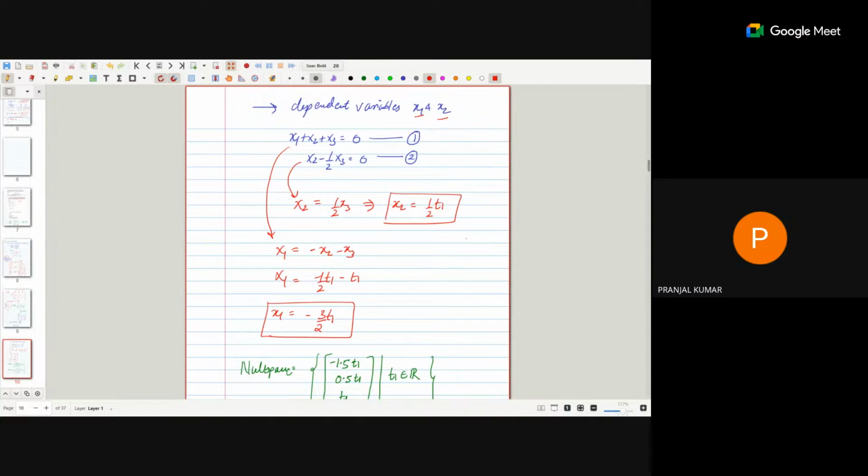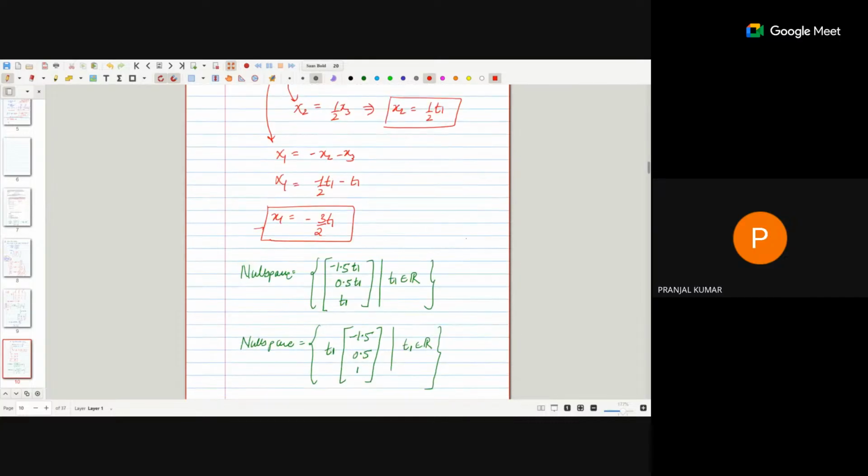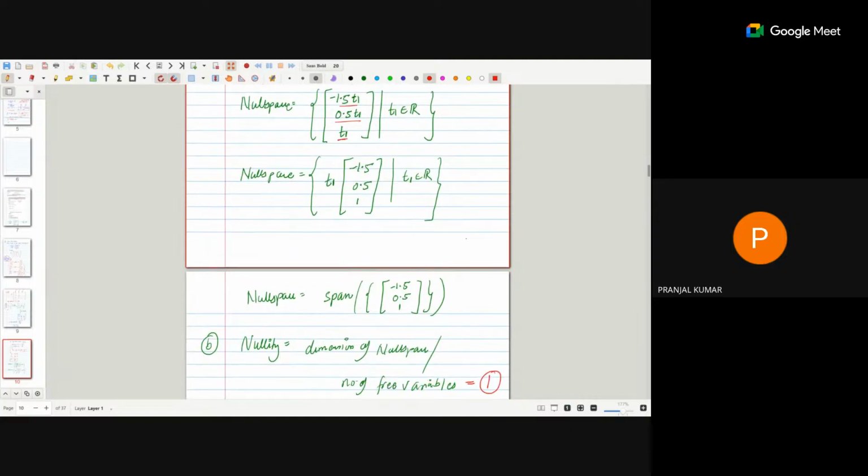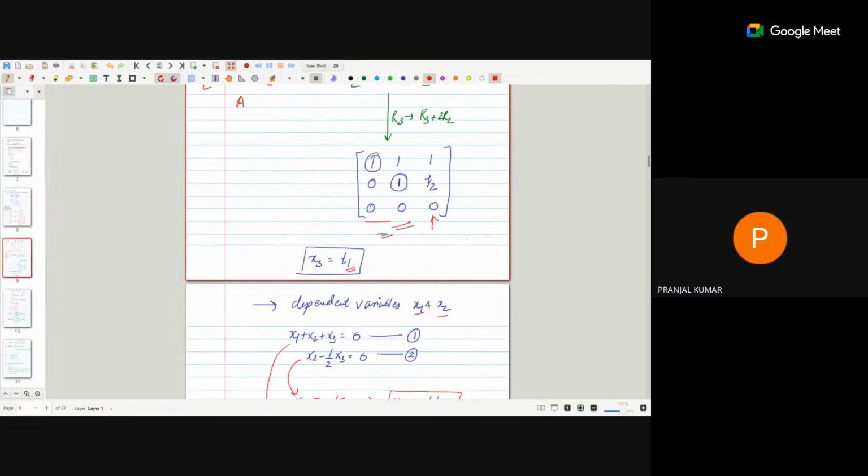Now x1 I have expressed in terms of t1. So this is your x1. Now express the null space, which is minus 1.5 t1, because your x1 is minus 1.5 t1. Then x2 is 1 by 2 t1, so 0.5 t1, and x3 was t1. So this is your null space. Now the null space can be expressed as this, or as the span of this. So you can see the answers.